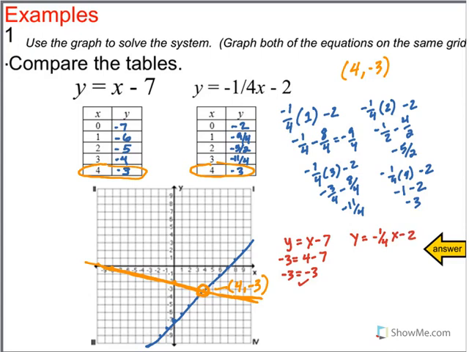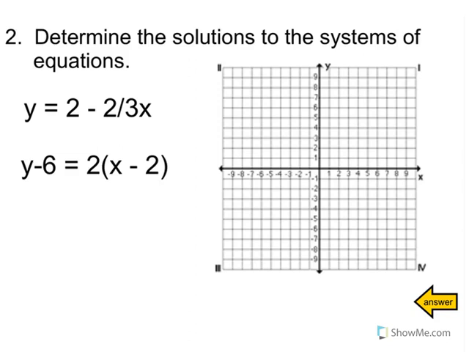In my next one, y equals negative 1/4 x minus 2, I do the same thing. So negative 3 is y, and 4 is my x. Negative 1/4 times 4 is negative 1, minus 2 is negative 3. So I end up with the same thing on both sides here. So I know that 4, negative 3 is my solution. Again, we always want to check just to make sure we didn't make a mistake somewhere along the way.